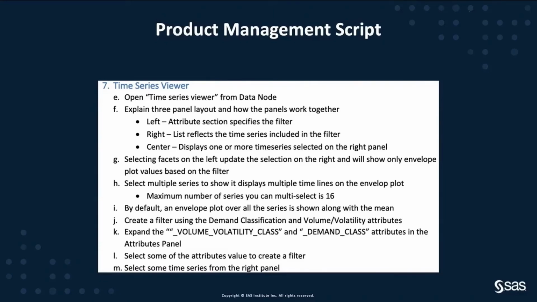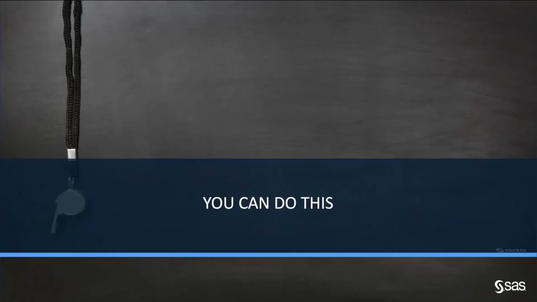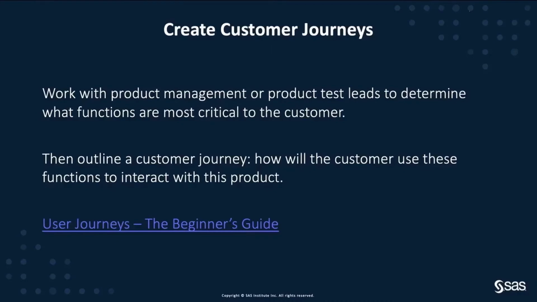The goal for our team is to continue to focus on the customer journey, since it's the product test teams who are responsible for testing their functionality. If you are interested in doing something similar, here are some suggestions for getting started. First, create the customer journeys. Work with product management, product test leads, or those who are the feature experts to determine what functions they deem most critical to the customer. Then outline a user journey and determine how the customer will use these functions to interact with the product.